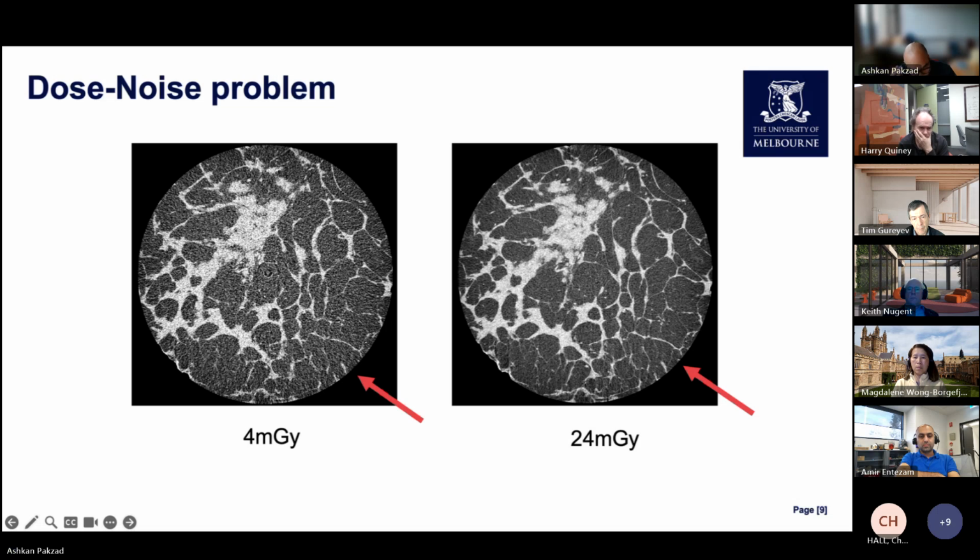So X-rays are ionizing, and the higher the X-ray dose, the greater the risk of inducing cancer. Typically in breast.